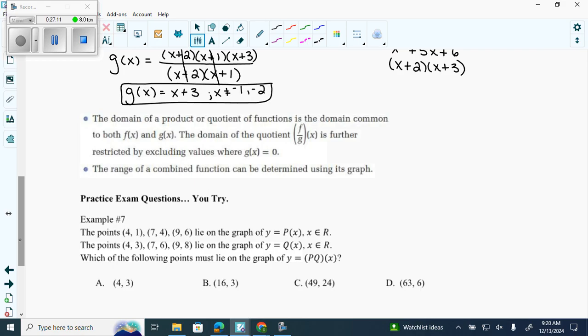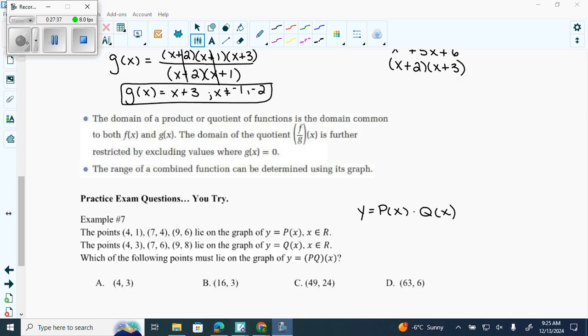This one has just a P and a Q, so it gives you points on P, it gives you points on Q. It says that P and Q are all real numbers, so they keep going. These are just some points that lie on here. They want to know which must lie on y equals P times Q of x. Technically P of x times Q of x. And I can only compare them if they have the same x's. We agree?